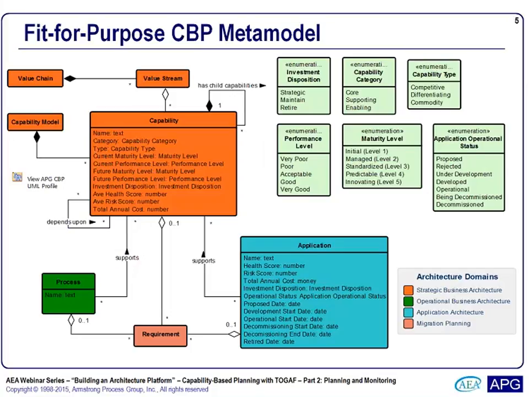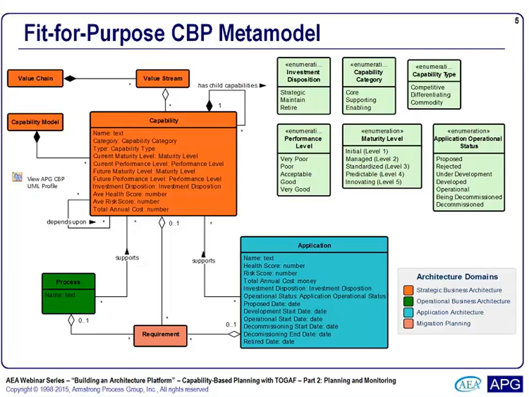So here we have the tailored fit-for-purpose capability-based planning metamodel. This is a little different than what we showed before. We simplified it to really represent what we're actually doing in this particular webinar. Again, the whole idea is that a value chain is a composition of a set of value streams. Those value streams are an aggregation of capabilities. Those capabilities have a number of different properties. You can see some of the enumerated values in the green boxes in the upper right as it relates to investment disposition, category type, performance level, maturity level, as well as some placeholders for rolled up metrics that are going to come from the application for the health score, risk score, and annual cost.